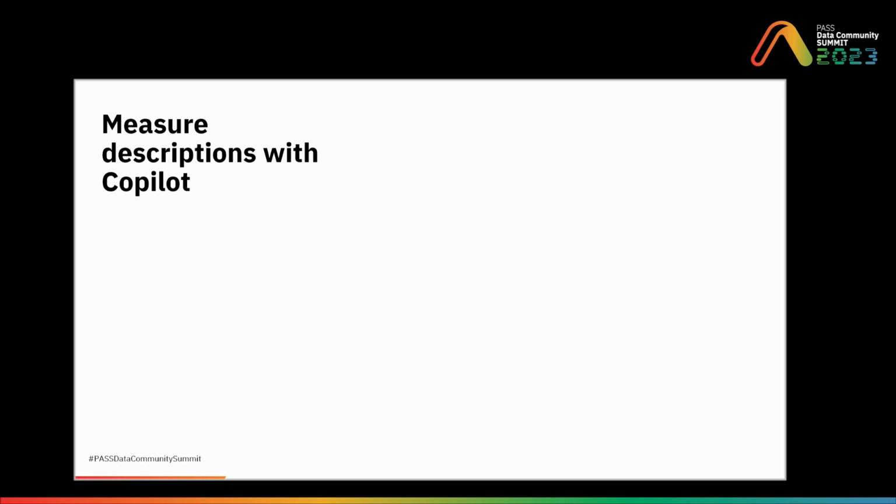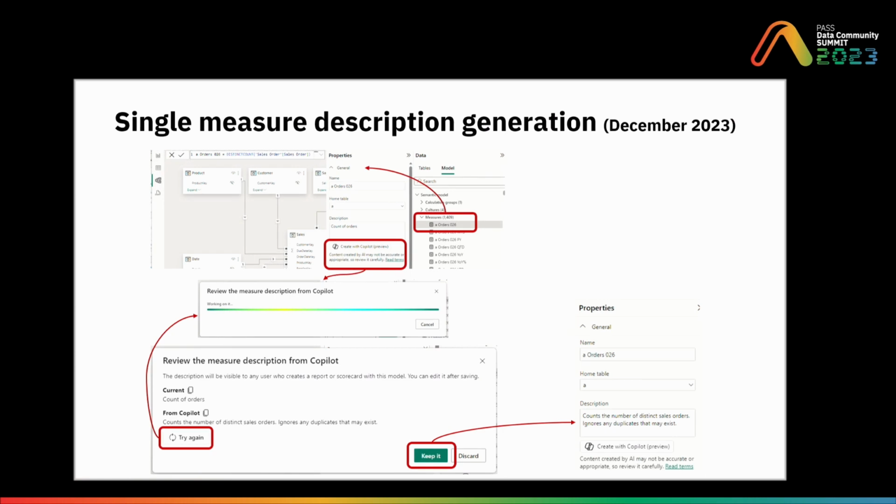Right, so we want a way to ease the documentation burden. These descriptions on measures are very important to report builders using your model, right? Where you would normally add this description in the properties pane, now you'll have a little button you can click to say, hey, Copilot, can you help me build this description? It's going to look at your DAX formula and say what it's doing, to help people understand what's happening. Because when you're in report building, you don't see that DAX formula anymore. The description's going to help them. So you only see the name and the description. So this will help with that.